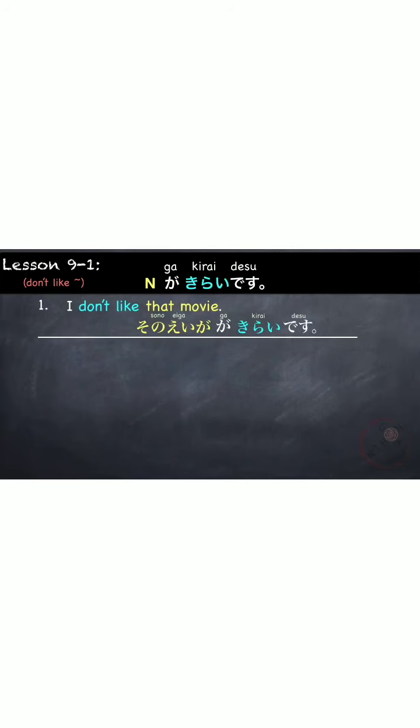The pattern is ~が嫌いです。嫌い is also an adjective. For example, I don't like that movie. That movie is その映画 followed by the particle が。その映画が嫌いです。その映画が嫌いです。I don't like vegetables.